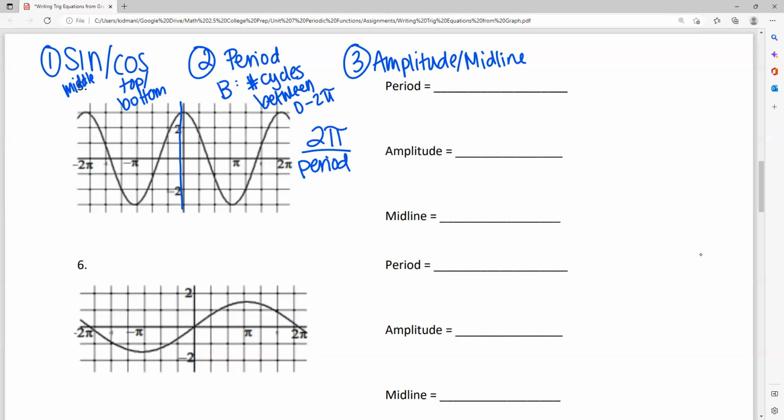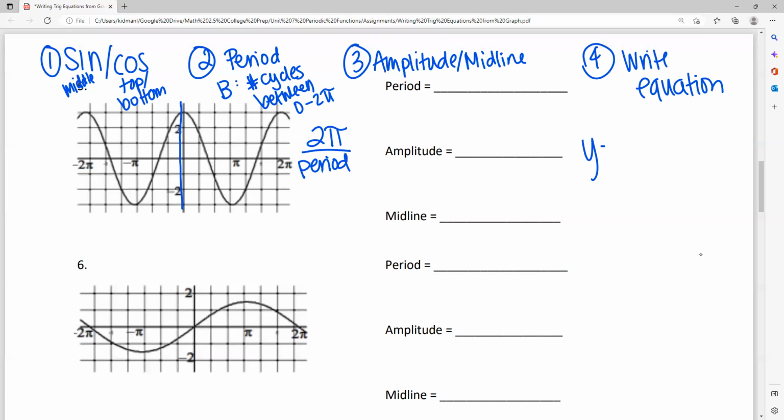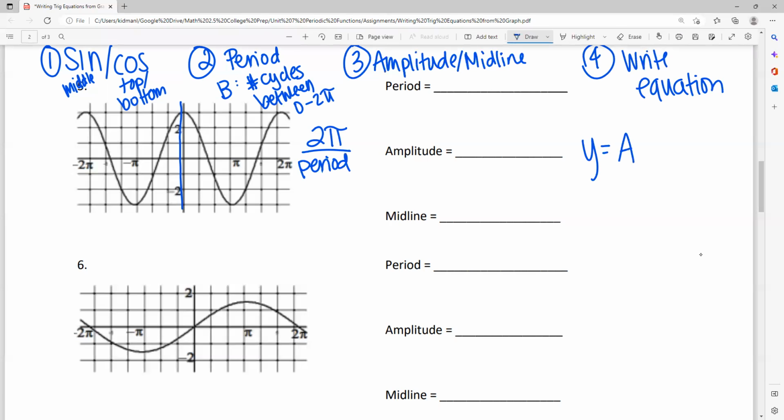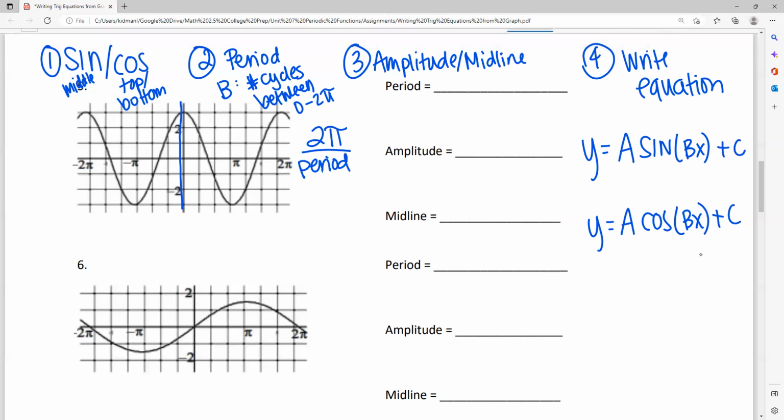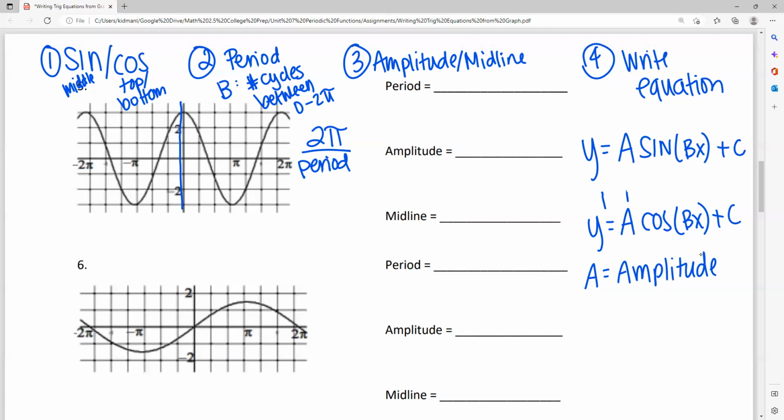After we've done that, the fourth step is to actually write our equation. What we want to look for is identifying all of our pieces. Sine and cosine are going to be the same: A times sine of bx plus c, or A times cosine of bx plus c. The A's mean the same thing. A is the same thing as our amplitude, so we're just going to write our amplitude in there, whatever that is.